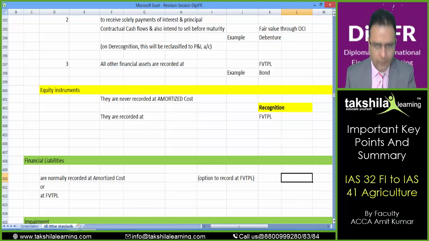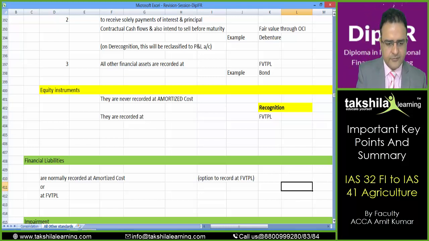And if there is an accounting mismatch, if you decide to designate them at fair value through P&L, now this fair value difference may result in some credit risk and some market risk. So you can record the credit risk portion as part of OCI and the remaining as part of P&L. But if this enlarges an accounting mismatch, you still have a choice that you can record it directly as part of fair value through P&L. So financial liabilities are measured either at amortized cost or at fair value through P&L.